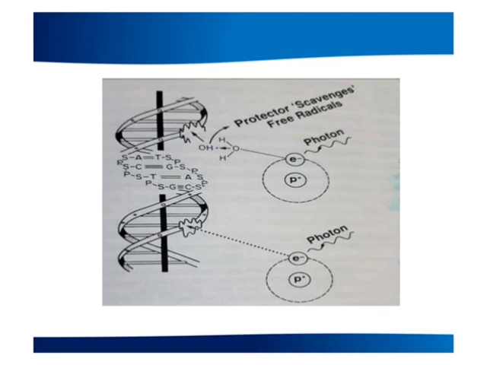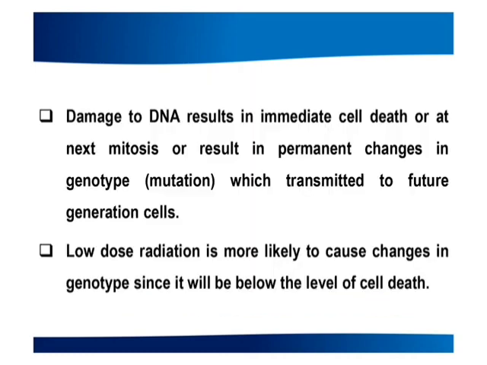So damage to DNA results in immediate cell death, one consequence, or in the next mitosis, or results in a permanent change in the genotype, meaning the mutation, which is transmitted to future generation cells. So low dose radiation is more likely to cause changes in the genotype, because high dose radiation will kill the cells and end the debate of radiation damage, because the cells themselves got killed. But low dose radiation causes damage to the genotype after DNA damage, and that is transmitted to future generations.